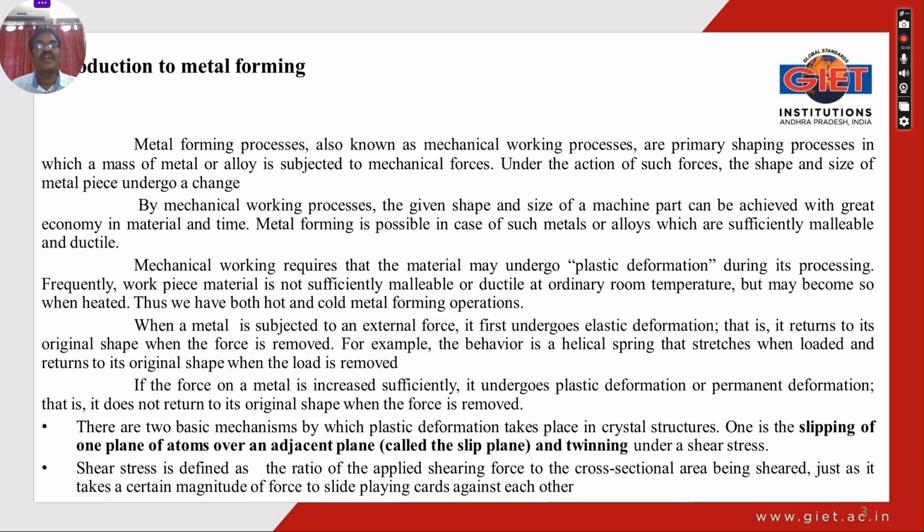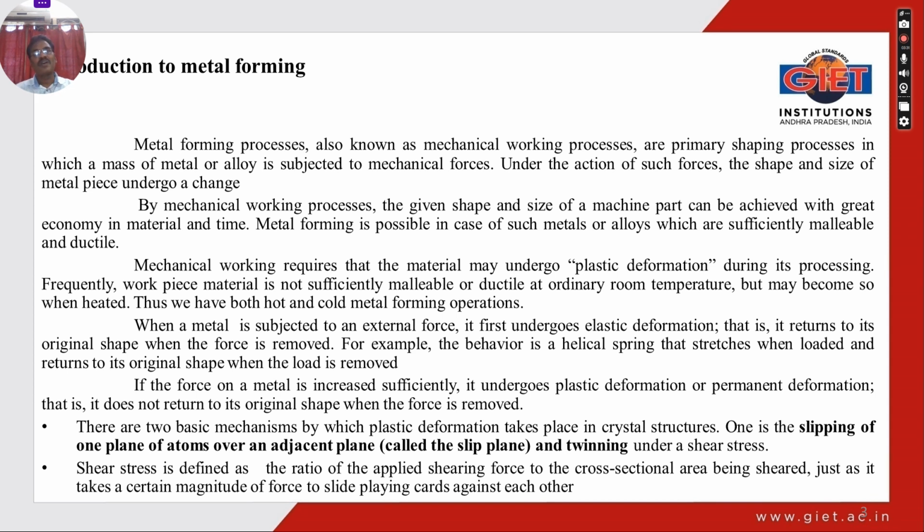By the mechanical working process, the given shape and size of a machine part can be achieved with great economy in material and time. What is the economy, what material and what time can be saved? Casting is a phase change process where the metal is melted, poured into a mold, and then the object is taken from the mold. It is a change from liquid state to solid state. There are chances of a larger number of defects. It is also a costly process, and an environmentally polluting process.